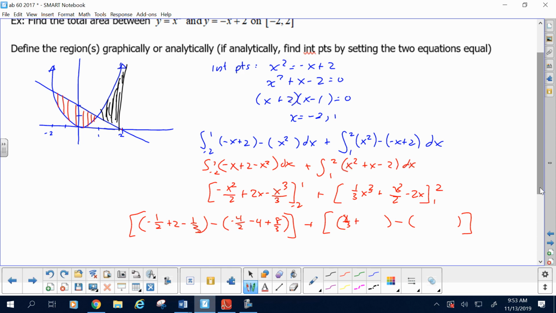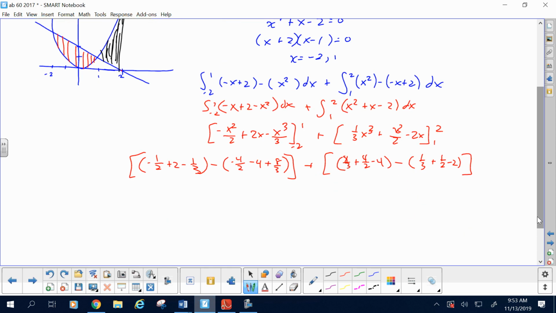8/3 plus 4 halves minus 4 minus 1/3 plus 1/2 minus 2. Okay, in here I have negative 1/2 plus 4 halves is 3 halves. 2 minus negative 4 is 6, and negative 1/3 minus 8/3 is negative 9/3. Just call that plus 7/3. 4 halves minus 1/2 is 3 halves.